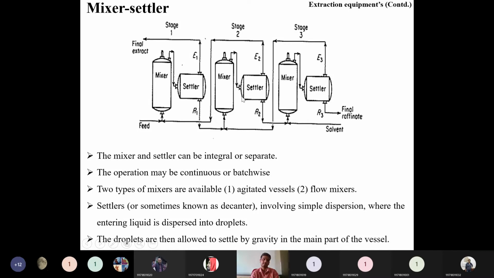So this is the mixer settler. Okay, is that okay? Mixer settler. This is a simple setup.